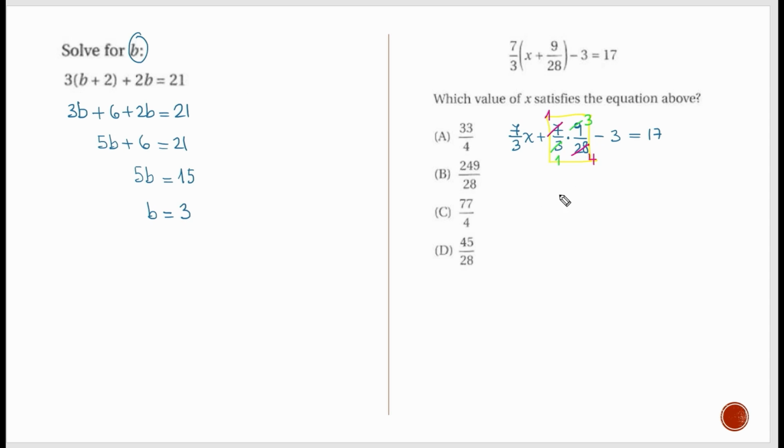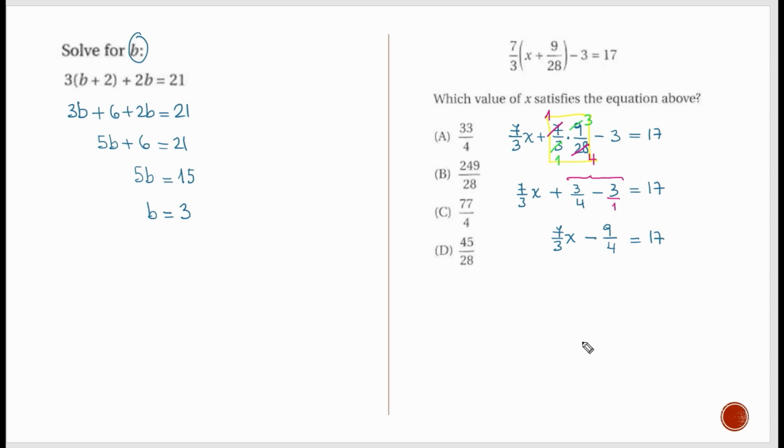So we have 7/3 of x plus 3 over 4 minus 3 is 17. Then we will calculate the difference here. Don't forget that 3 is the same as 3 over 1. So we calculate the difference, and the difference is 9/4. So we have 7/3 of x minus 9 over 4 gives 17.